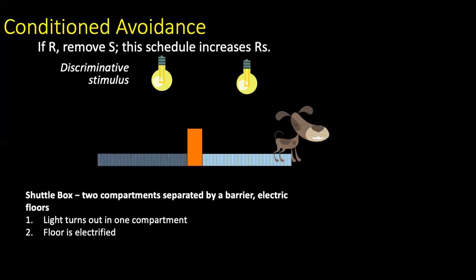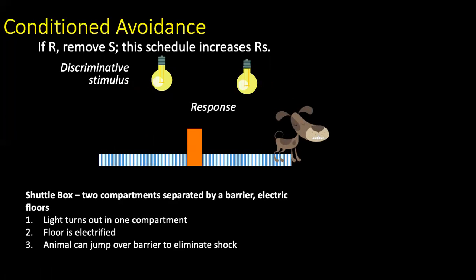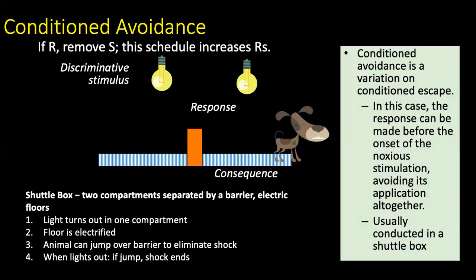And so an escape would be the animal, once that floor turns on, is going to jump to the other side of the box to eliminate the feeling of the shock. So it's escaping that feeling of shock, right? When the light's out, if jump, shock ends. So that still works on the basic operant conditioning paradigm, right? So this is a variation of conditioned escape. The difference here is that, in the example with the lever, the animal always has to go turn off the lever once the floor turns on.